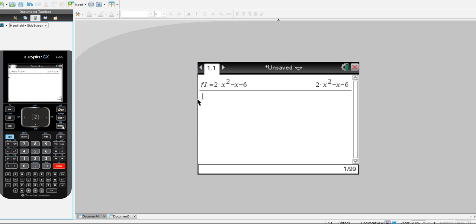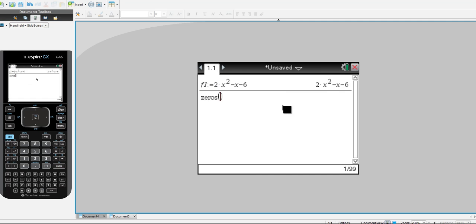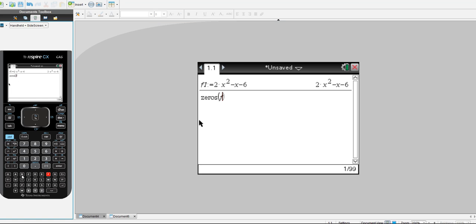Now we can go to menu, and I think it's algebra, and find the zeros of the function f1, but we also have to write comma x. We have to write the name of the variable. This is a function of the variable x. So the name of the function and then the variable. And then we press enter, and we have minus 3/2, and we have 2 as the solution.